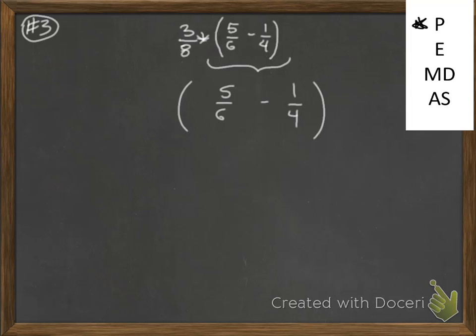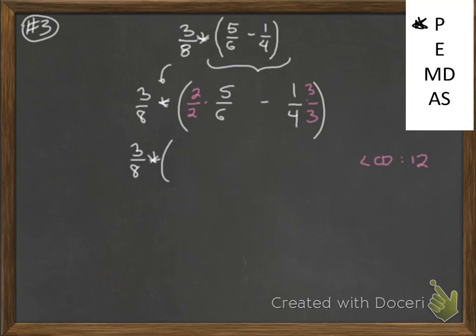You might remember that you have to find your LCD. Your LCD in this case is 12. So we can make them both have a denominator of 12 by multiplying 5/6 by 2 over 2, and by multiplying 1/4 by 3 over 3. Again, I want to make sure that I bring the whole problem down. I'm going to bring down the 3/8 out here and transcribe that every step of the way, because I know myself and I know if I don't do that, I'm going to forget it's there.